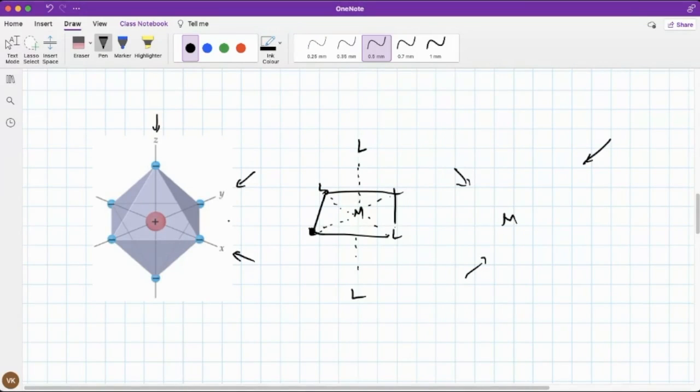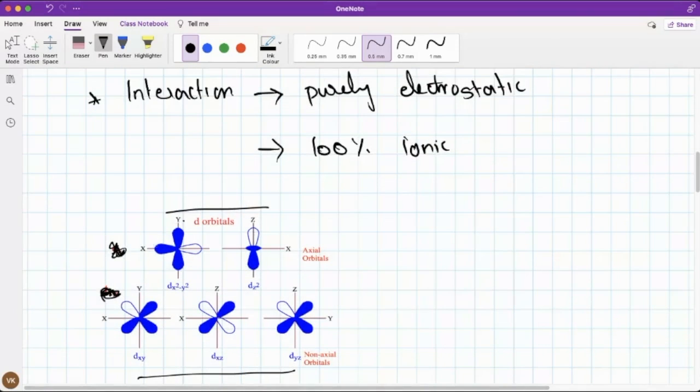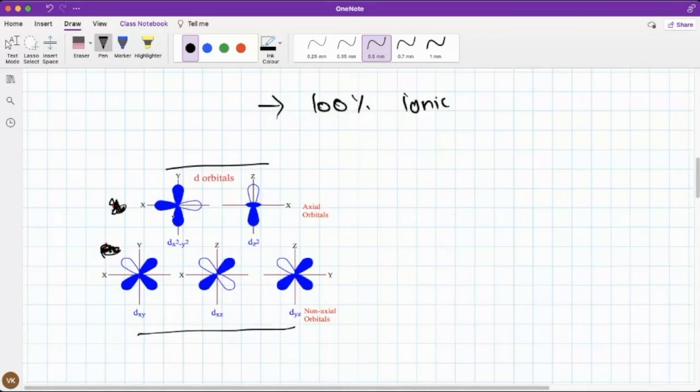along the axis are going to face the repulsion. So it is approaching along x, y, z. Which are the orbitals along the axes? That is dx square minus y square and dz square, whereas the others are in between. So if the ligand approaches, the repulsion faced here is huge compared to here. So the repulsion will be higher in these orbitals as compared to these orbitals.